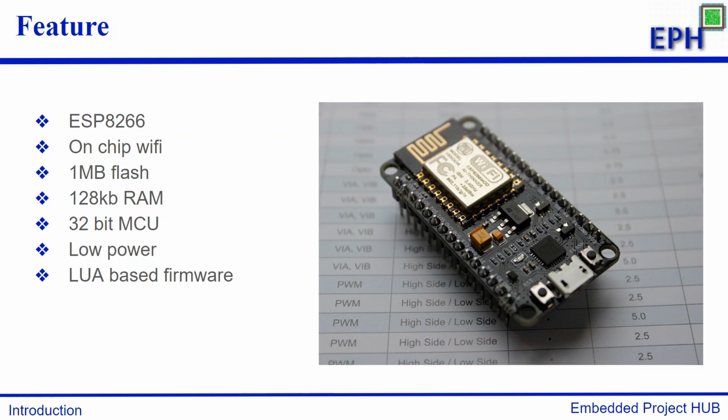When you go for IoT or any embedded application, the main feature for every battery operated embedded application is power consumption. So it is a low power device, and it has Lua based firmware. But for this tutorial we will not use Lua. We will start programming in C using Arduino.